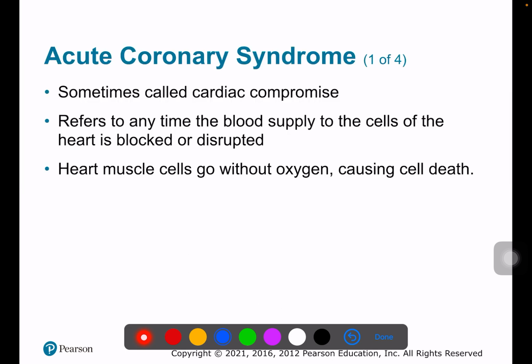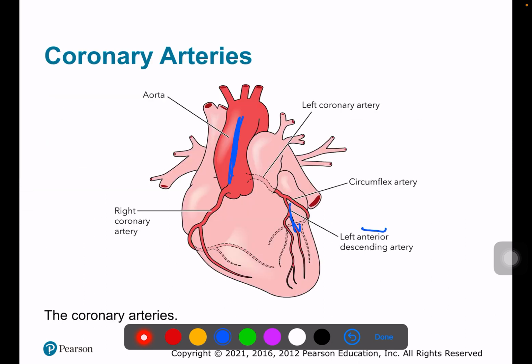So we'll just keep moving here. Sometimes called cardiac compromise is ACS, acute coronary syndrome. So go back for a second and look at your coronary artery right there.